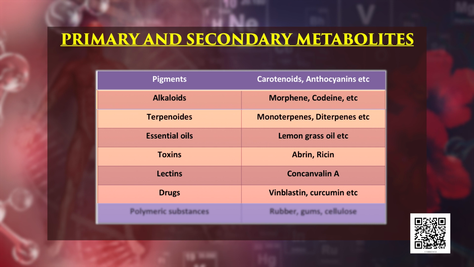Many of you might have seen periwinkle flowers, commonly called sadabahar in Hindi. Its scientific name is Vinca rosea. You will be surprised to know that it forms a secondary metabolite called vinblastine, which is a very effective chemotherapeutic drug used to treat different types of cancers like lung cancer, brain cancer, testicular cancer, etc. Plants also make polymeric substances like rubber, gums, cellulose, etc. as their secondary metabolites. We use these substances in our daily life.